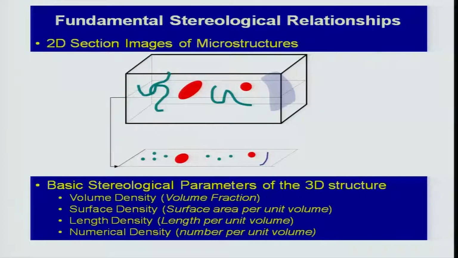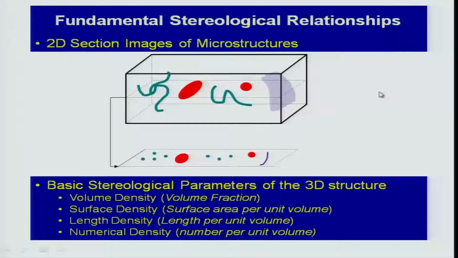For example, one may be doing a nucleation study in which one wants to measure number of nuclei per unit volume as a function of time. Then one has to go for some kind of a measurement from which one can get an estimate of this numerical density.